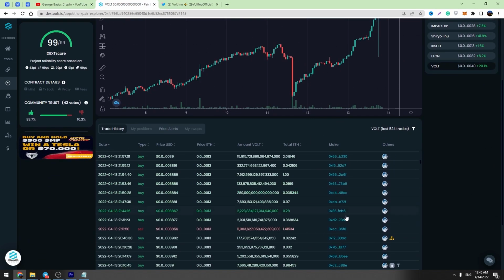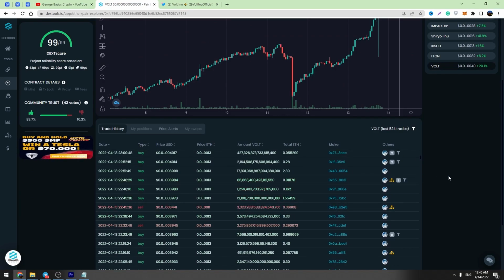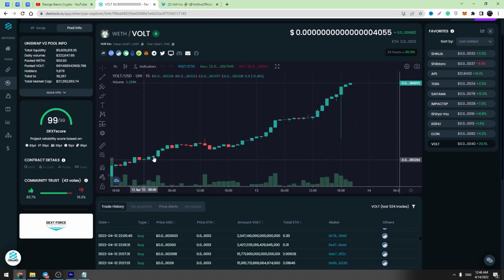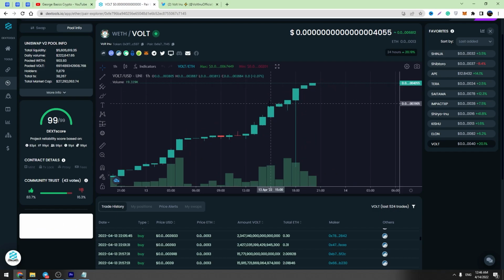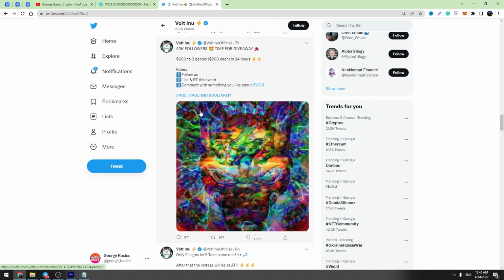If you check the buyers and sellers, a lot of people are buying VOLTINU in this moment, in these hours. These wonderful green candles look very nice. And I think that VOLTINU will continue growing in the next hours, in the next days. I have several arguments why I think so. Let's check some of the latest updates and news.